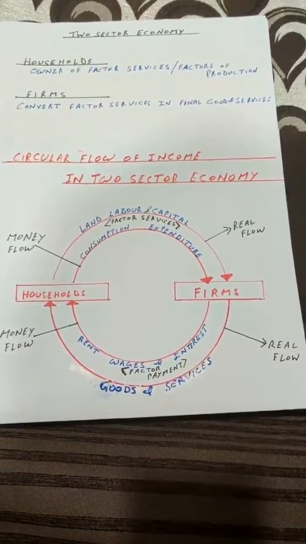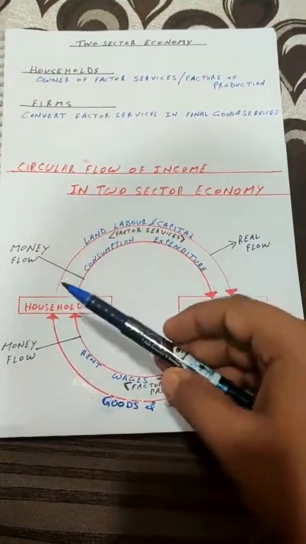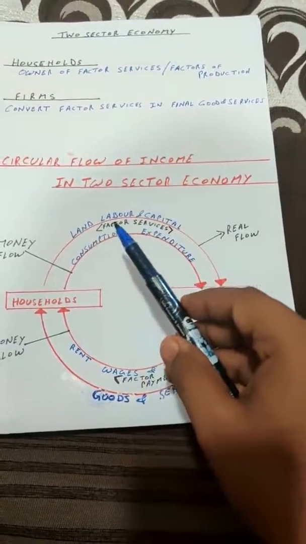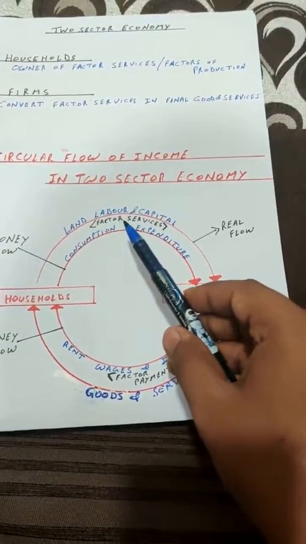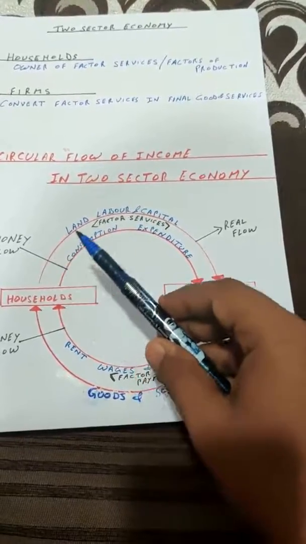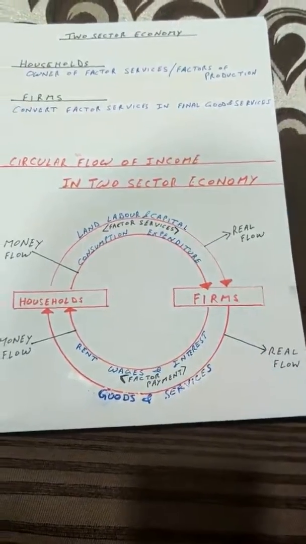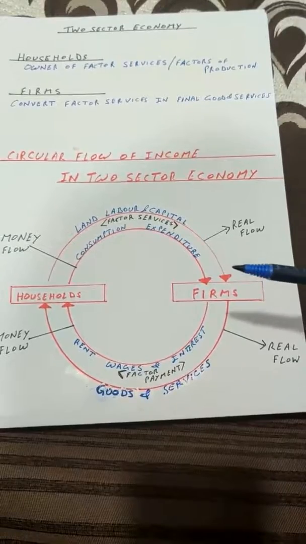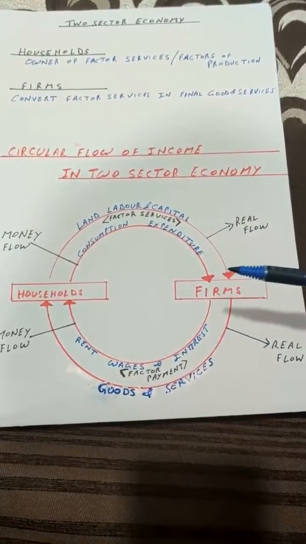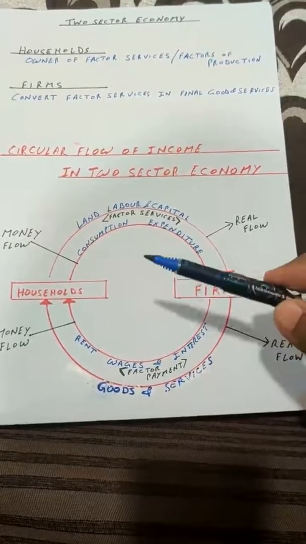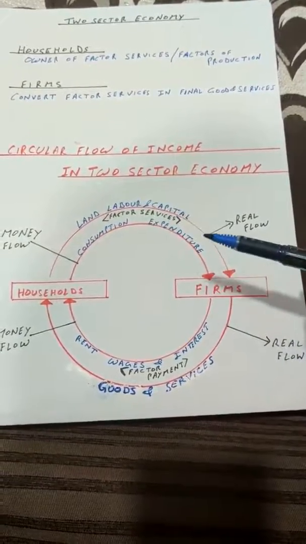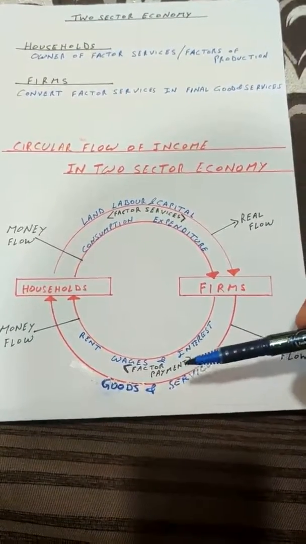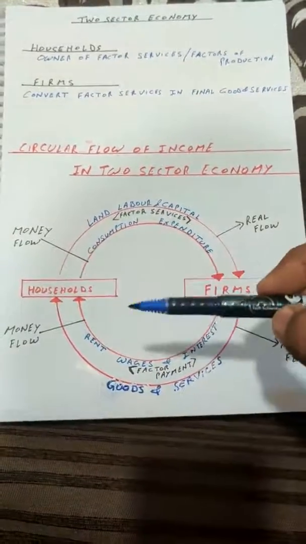Now let us see this circular flow. First, households are providing factor services to the firms. Land, labor, capital are collectively known as factor services. When households provide these factor services to the firms, firms also provide something to the households, that is goods and services. The firm will take factor services from households and convert them into goods and services, and these will be consumed by the households.